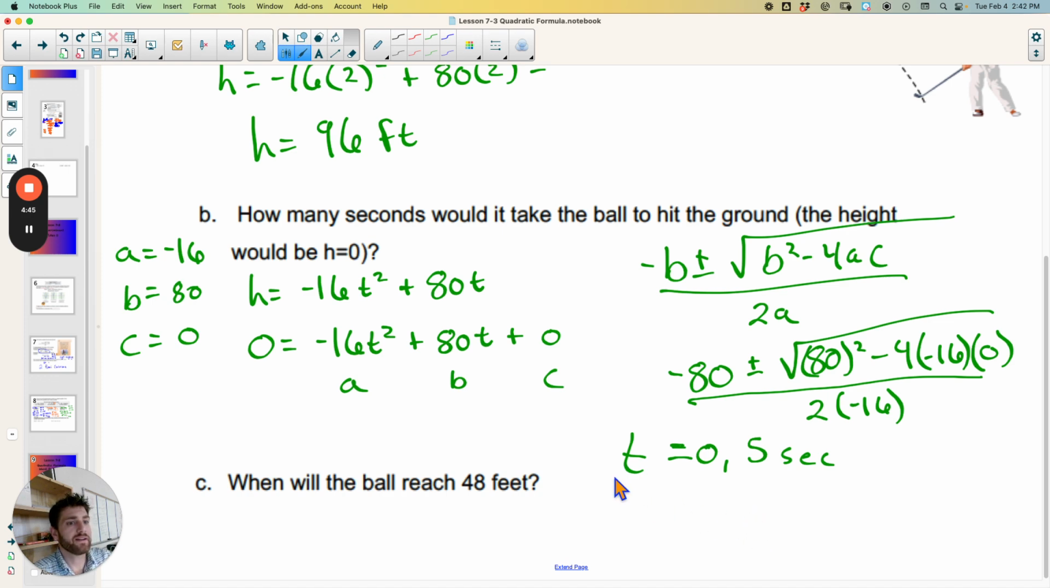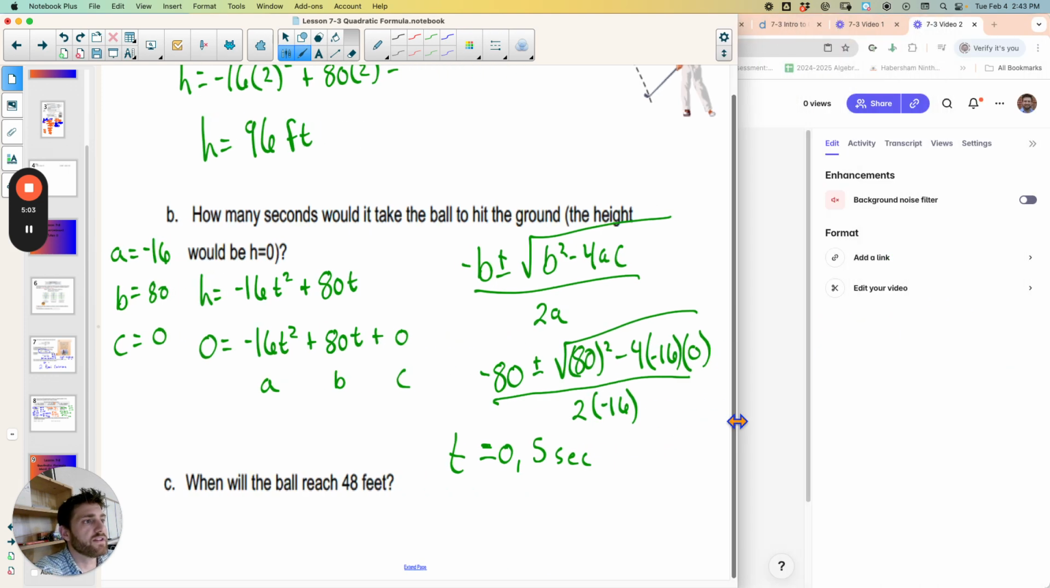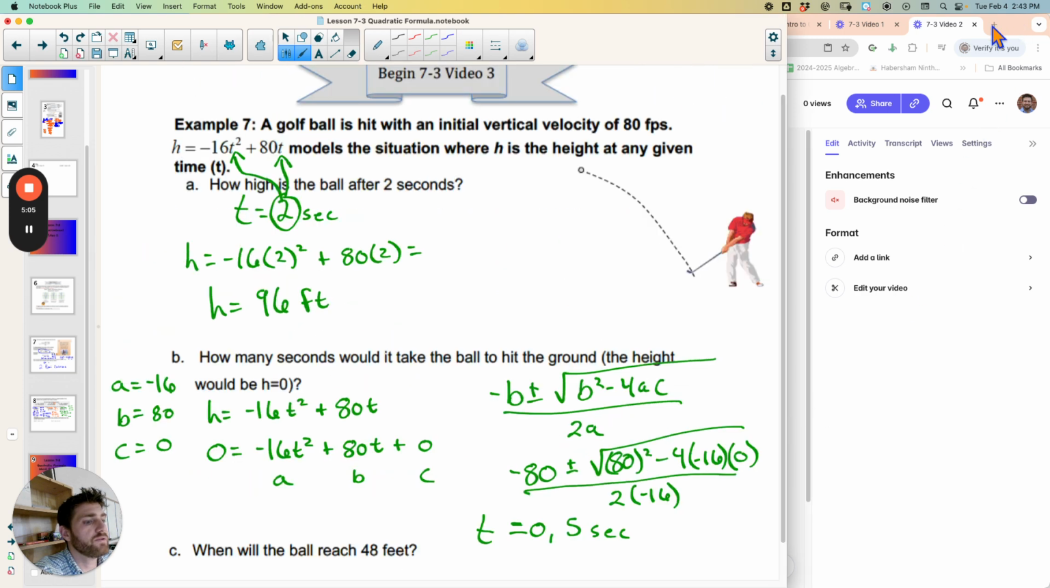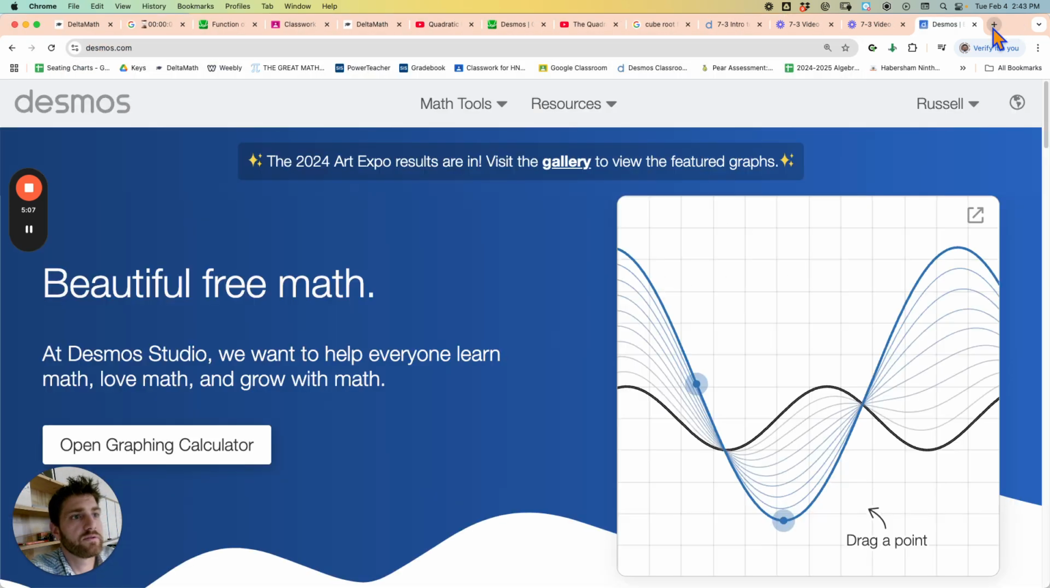And think about why that makes sense, because the height is going to be 0 when time is 0. That means it hasn't been sent off into the air yet, and then it goes in the air and then it comes back down, hits the ground, and at that time the height is also 0. And it makes a little more sense to plug this into Desmos. So let me open up Desmos.